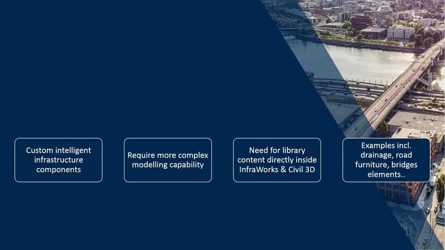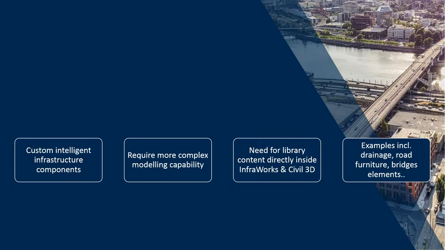Now, in here, Inventor or the BIM for manufacturing side of it, or for construction, allows us to create intelligent infrastructure components, right, which can be updated or changed. If it's more complex, which requires more capability, you've got that functionality with Inventor, and there's a library for this. Once you start creating these components or these models, that forms a library that can be used inside of InfraWorks or Civil 3D. All right. Now, the examples over here are things like roads, drainage, any furniture, some bridge elements that we can work with.